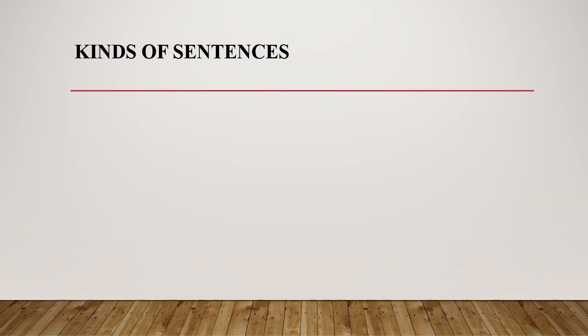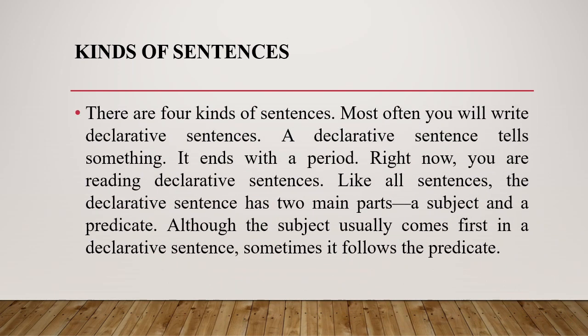There are some kinds of sentences. In fact, there are 4 kinds of sentences. Most often, you will write declarative sentences. A declarative sentence tells something. It ends with a period. Right now, you are reading declarative sentences. Like all sentences, the declarative sentence has 2 main parts, a subject and a predicate. Although the subject usually comes first in a declarative sentence, sometimes it follows the predicate.